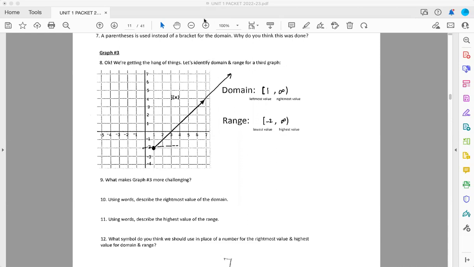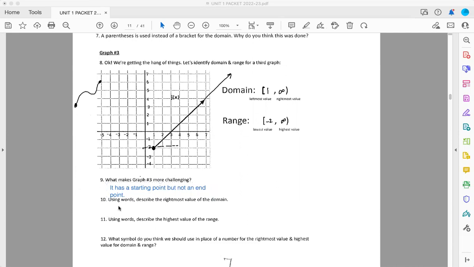What is graph 3 more challenging than a normal graph, quote unquote normal, of course, that goes like this? We said in class it's because it has a starting point, but it doesn't have an endpoint. So you can say graph 3 has a starting point but not an endpoint. This is basically what makes it challenging.